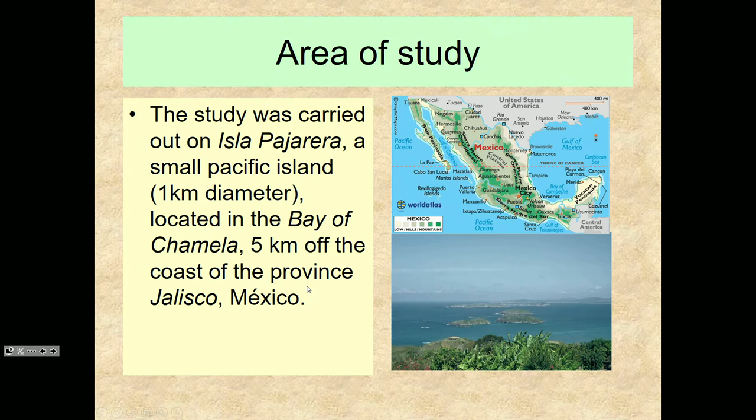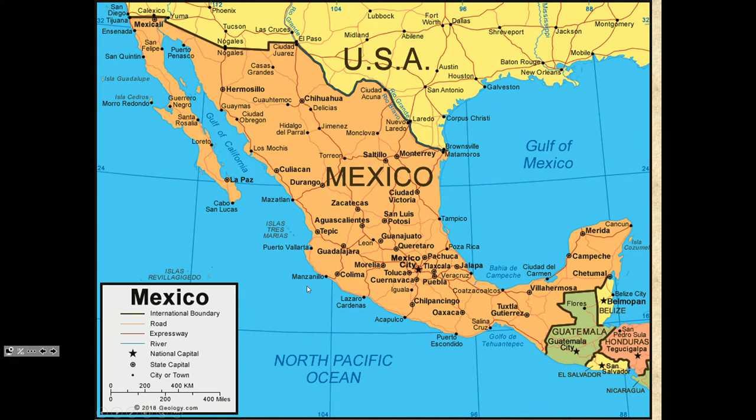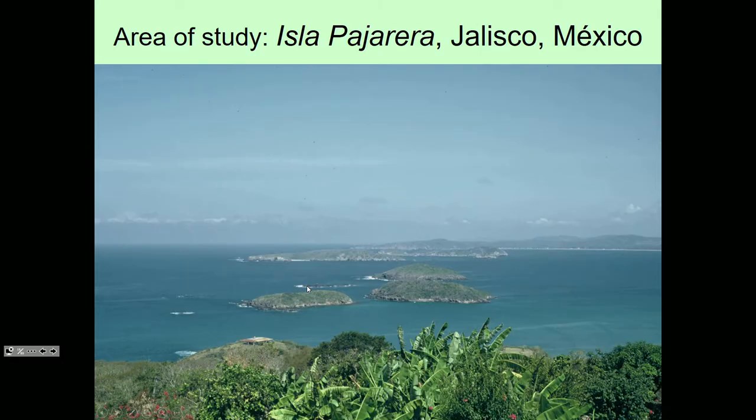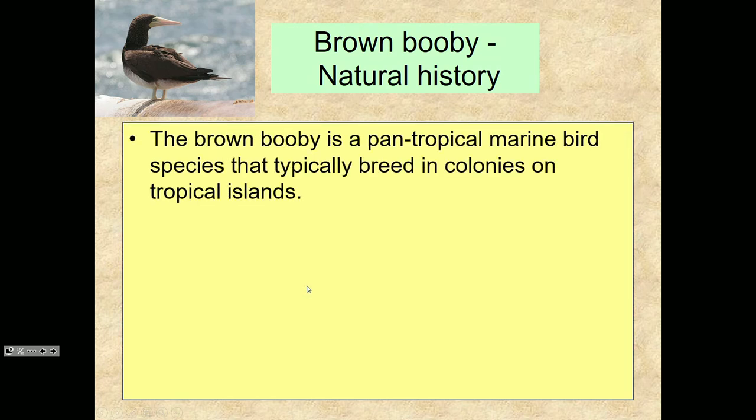So we did this study on a small island, Isla Pajarera, one of the small Pacific islands located in the Bahia de Chamela, 5 kilometers off the coast of the province of Jalisco in Mexico. And I just took a map here, and Jalisco is this province over here. We did this study more or less where the arrow is indicating. This is the bay, and we did the study on this island, Isla Pajarera, where there is a colony of brown boobies.